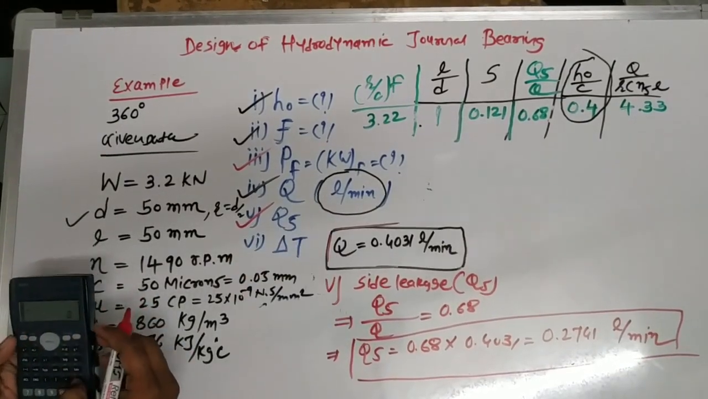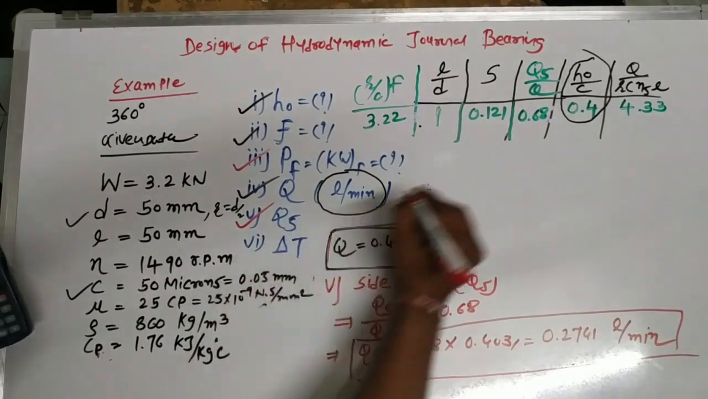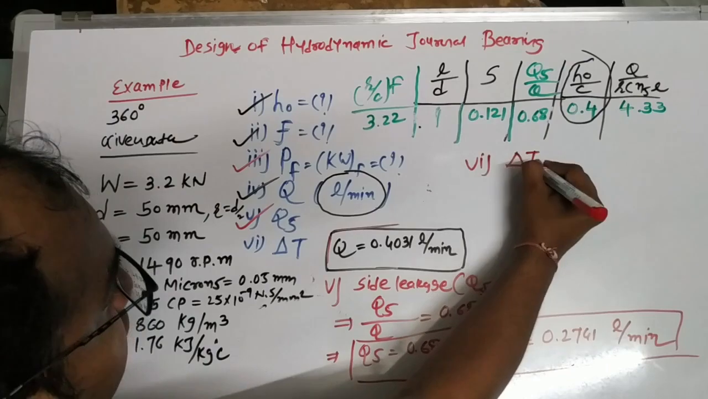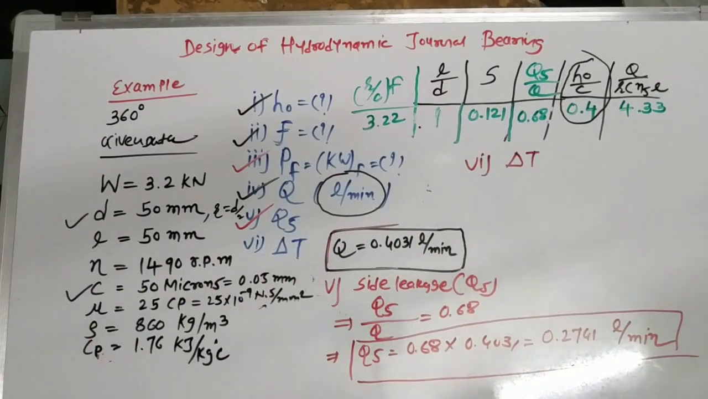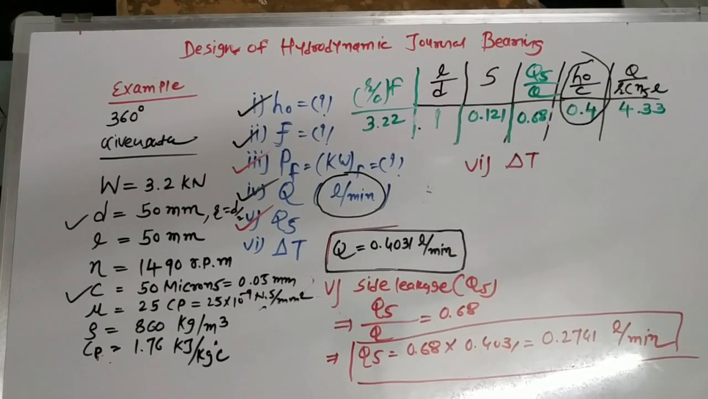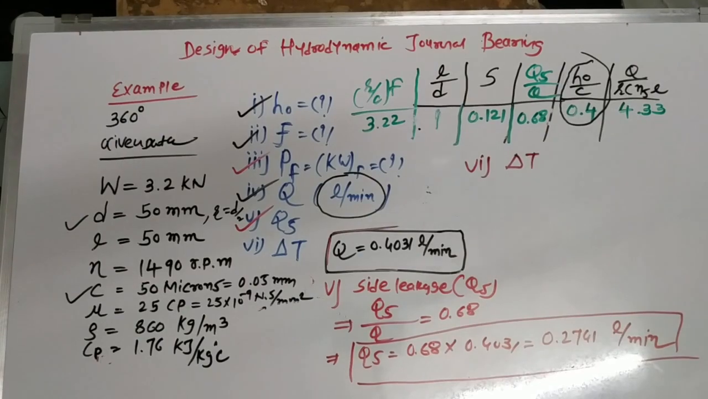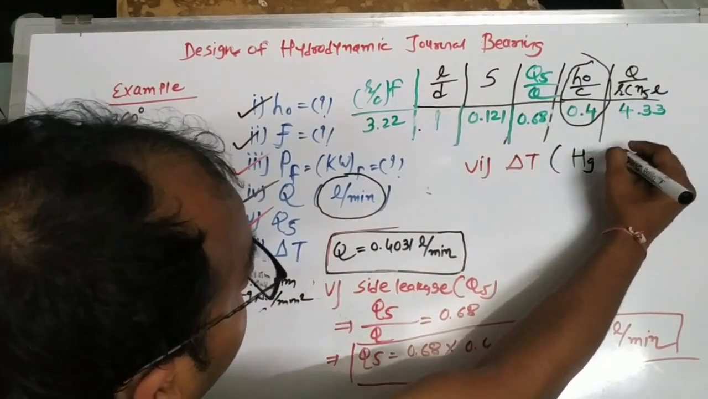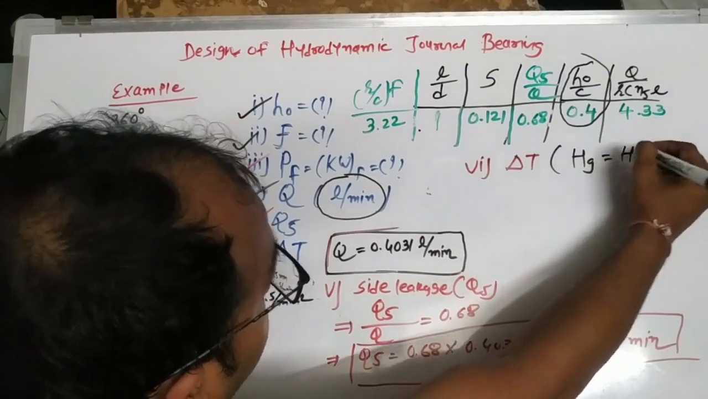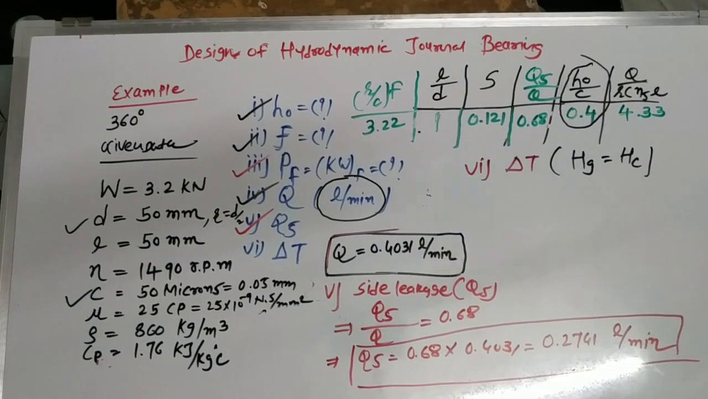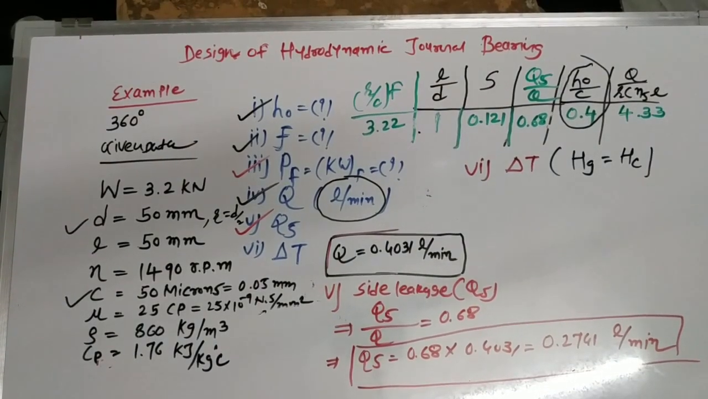Now after that, next one is delta T, right? For delta T, we can have one assumption that is already there in the question itself: the total heat generated in the bearing is carried away by the total oil flow. So as per the theory, heat generated equals heat carried away, Hc equals Hg, right? We have a well-known equation for that.